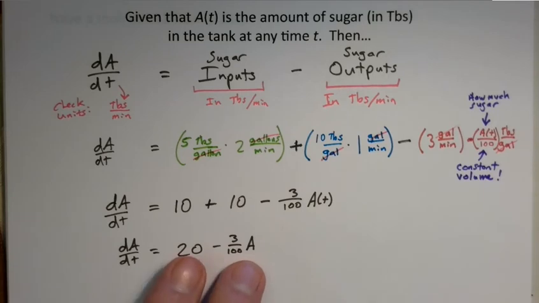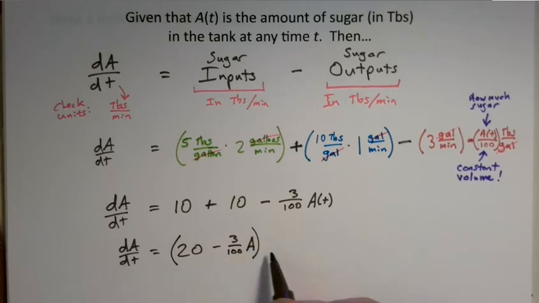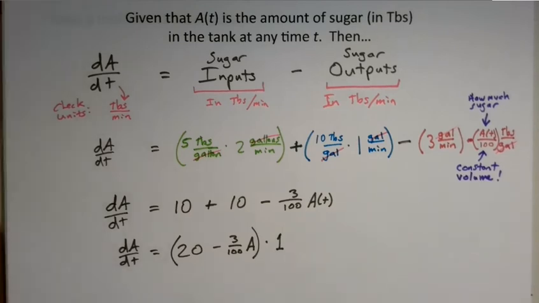You might think, oh, it's got two terms, so it's not separable. But remember, I can think of this whole thing as a function of A, right? Because there's no t in there. So if I do that times 1, this thing is a separable differential equation. We can use separation of variables.